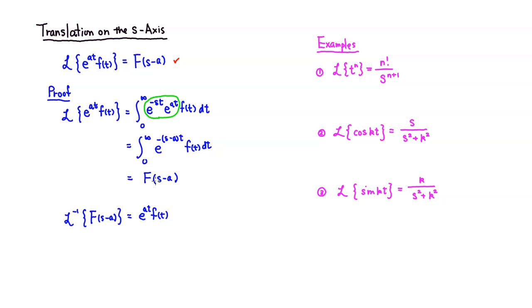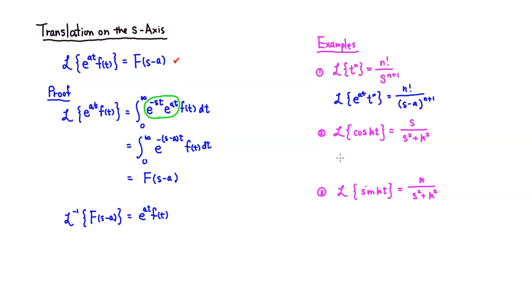All right, let's look at a few examples here. We already know that the Laplace transform of t to the n is n factorial over s to the n plus 1. So what happens if you put e to the at in front? If you multiply by e to the at, then you have e to the at t to the n. Remember that this is just a simple shifting, so n factorial stays the same, but instead of s, we put s minus a, raised to the n plus 1.